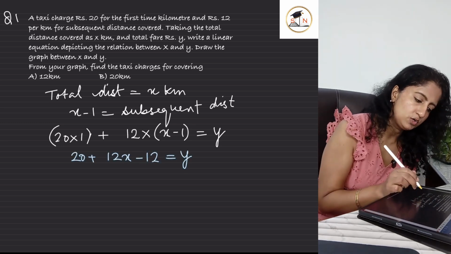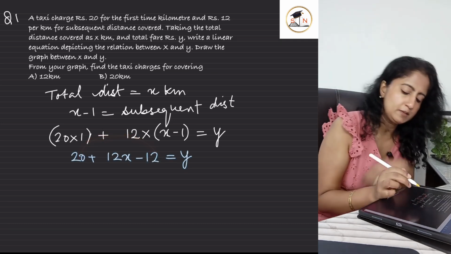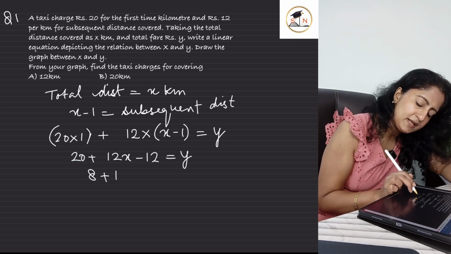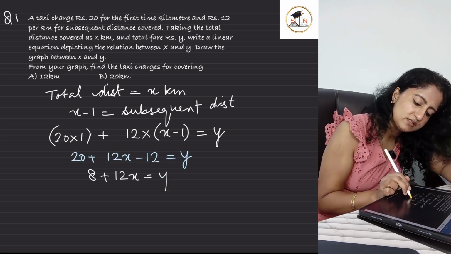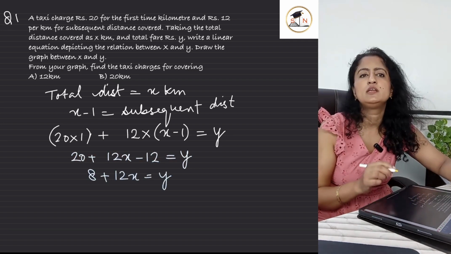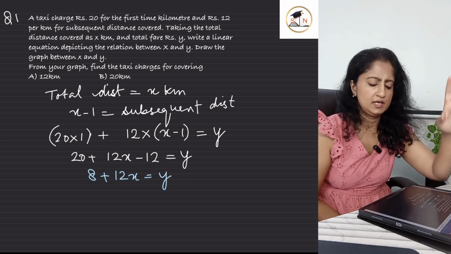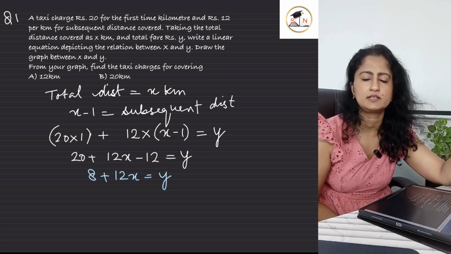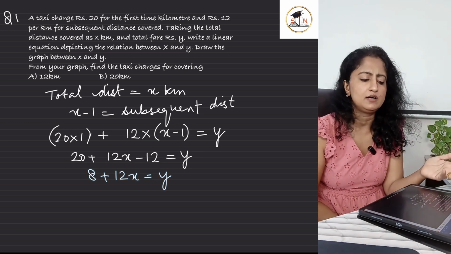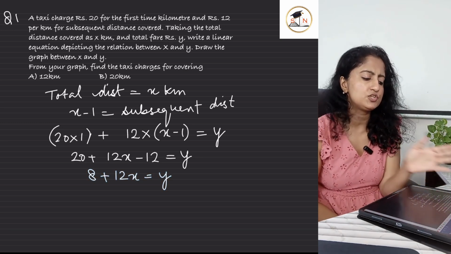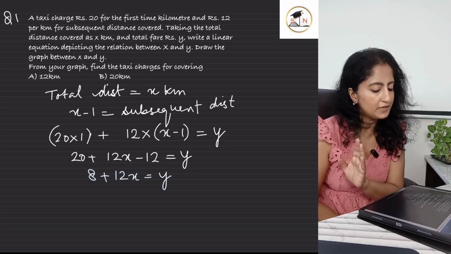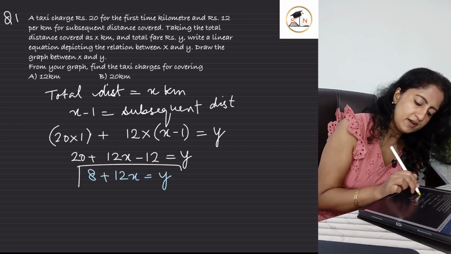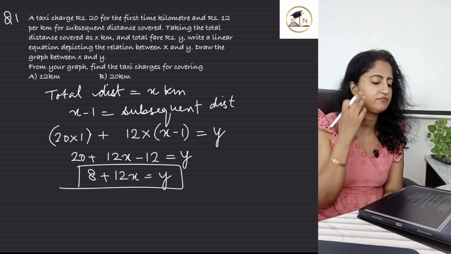Okay, now what do we do over here? We have 20 minus 12, so we get 20 minus 12 is 8 plus 12x equals 1. This is your linear equation in two variables. It is not a standard form, and we are not required to actually give a standard form. Why? Because they didn't ask. They said write a linear equation depicting the relation between x and y. And yes, we have done our job. Okay, so this is your final linear equation for this taxi fare portion.